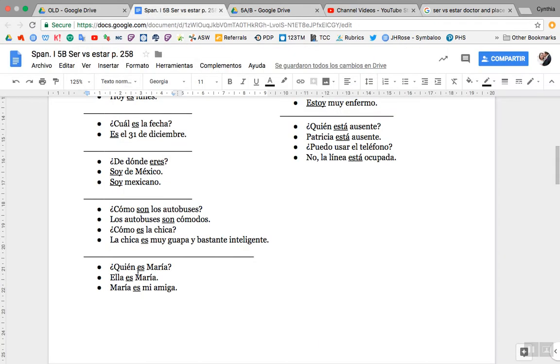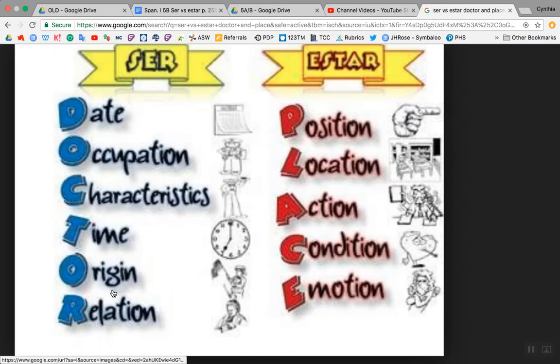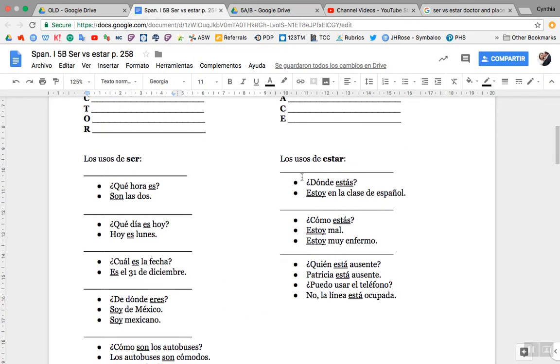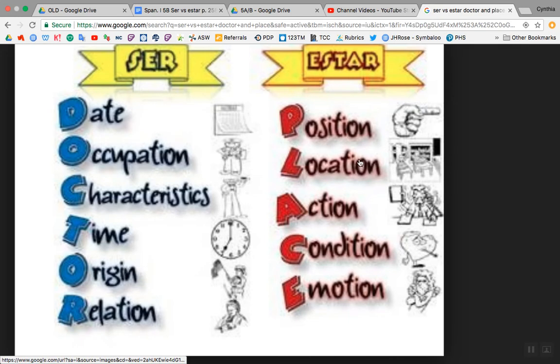¿Quién es María? Es mi amiga. That would be relation, which is the R in DOCTOR. And over here, we have ¿Dónde estás? Where are you? Which would be position or location, depending on what you're saying.